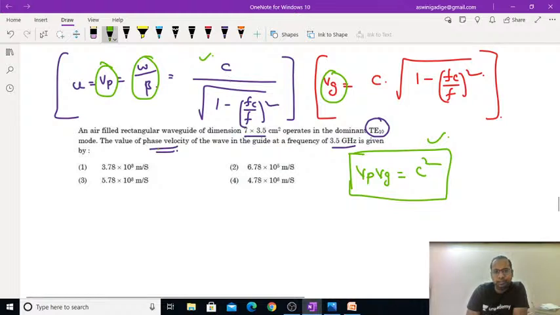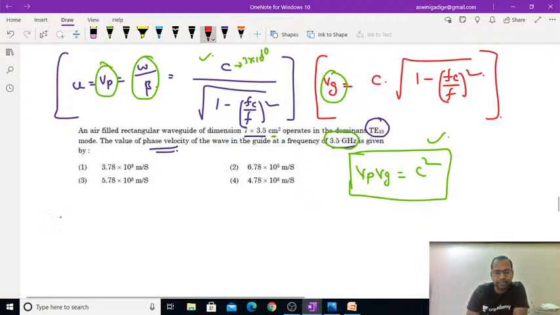Okay, so here C we know is 3 into 10 power 8. Of course, here it is given in centimeters, so you have to take C as 3 into 10 power 10 centimeters per second. And out of this Fc and F, F is given as 3.5 gigahertz, but Fc we don't know. So we have to find out the cutoff frequency.